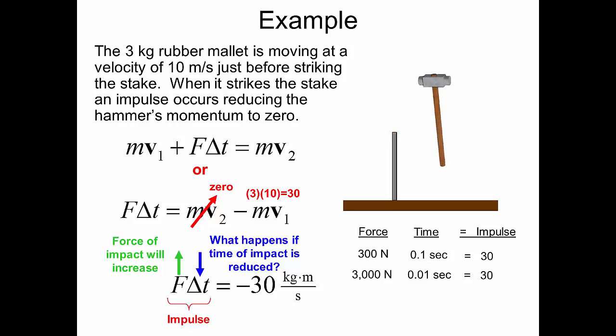Now what if we had a sledgehammer, a steel sledgehammer? In this case, when it strikes the stake, now there's not very much give at all. Our impulse is the same. The time of impact decreases even further, and if our time of impact were 0.001 seconds, then the force of that sledgehammer hitting the stake becomes 30,000 newtons.